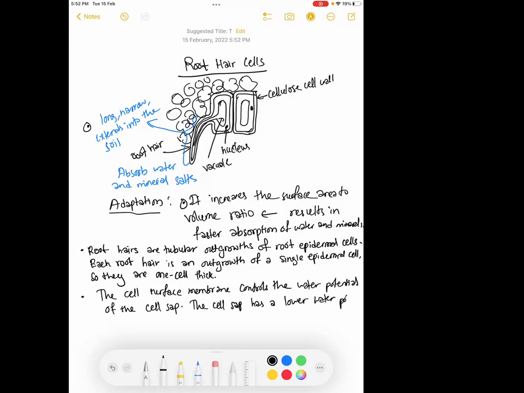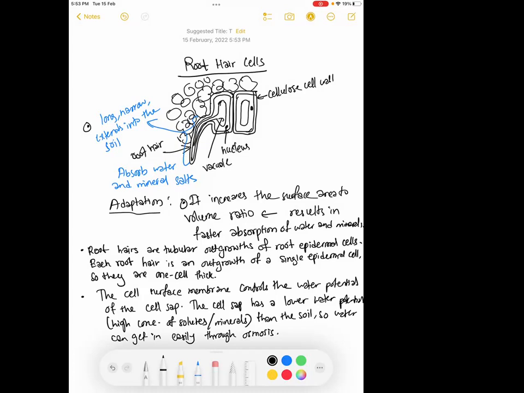Lower water potential means it has a high concentration of solutes, so different minerals. Then the soil. So water can get in easily through osmosis. And the minerals need to be taken up by active transport.